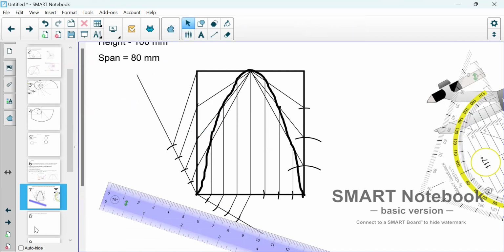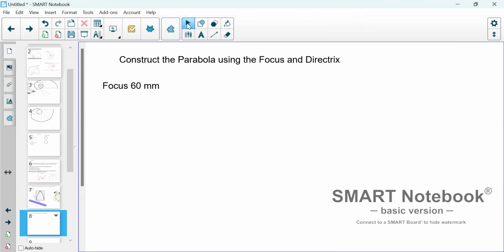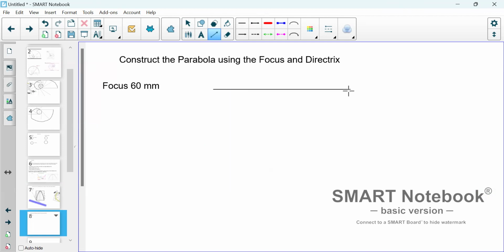I will now go on to the other method, which is using the focus and the directrix. All right, now in the definition, these two terms were mentioned, right? The directrix is simply a straight line, and the focus is a point on the axis of symmetry. So there is no measurement given for the directrix. So what I'll do is just draw a line. So that would represent the directrix. I'll just mark a point anywhere on this line, probably somewhere at the center.